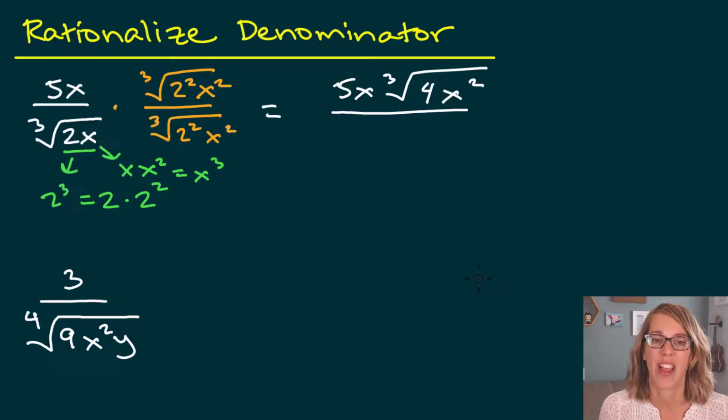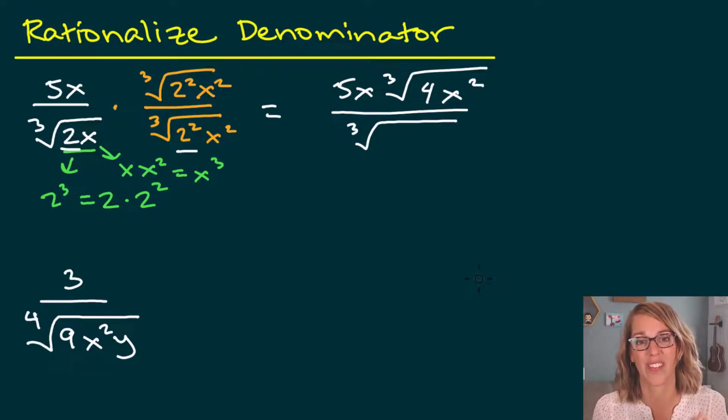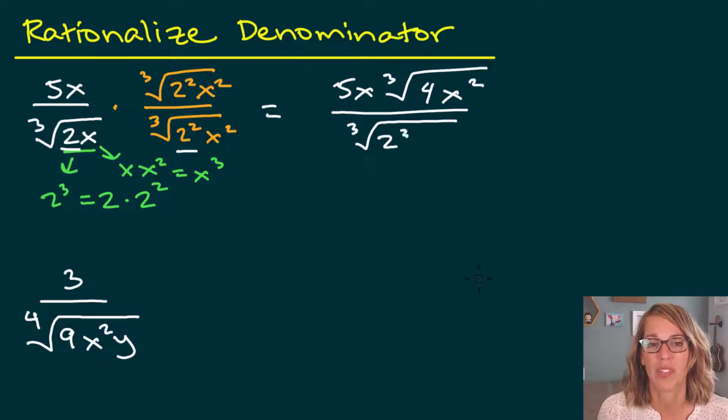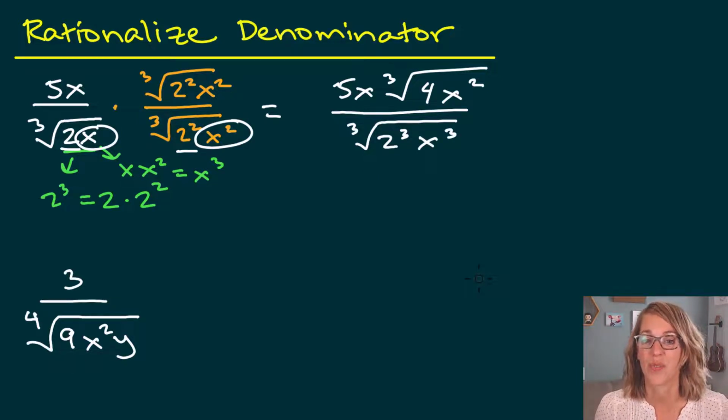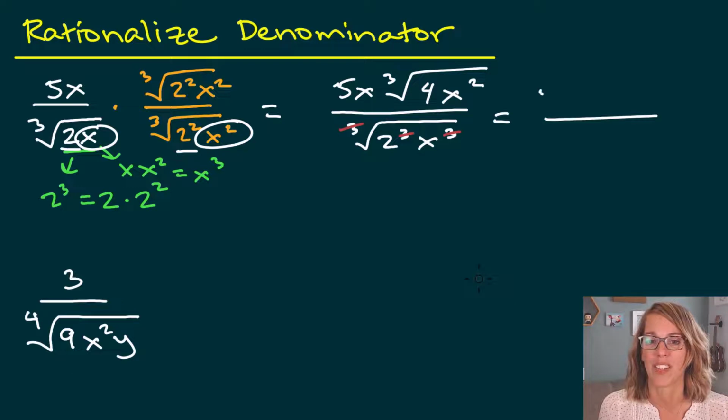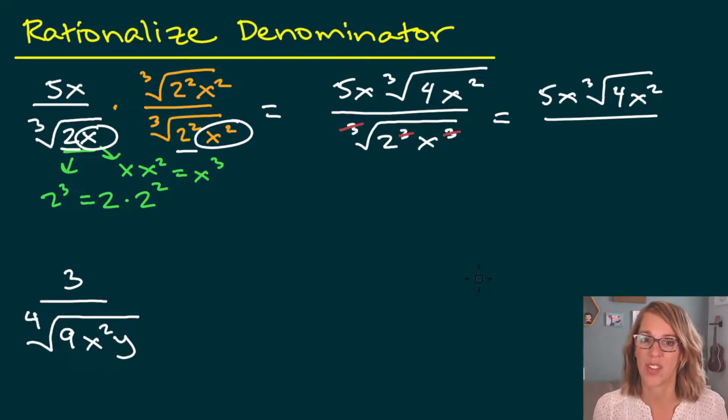In my denominator, I have a cube root, and I've got 2 to the third. I've got a single 2 and then another 2 squared. So that's going to be 2 cubed. And then I also have an x and an x squared. That's going to be an x cubed. Well, that's great because this cube root undoes these powers of 3, and I end up with our simplified answer. So I've got 5x cube root of 4x squared. In my denominator, I took that cube root and I've got a 2 and an x.